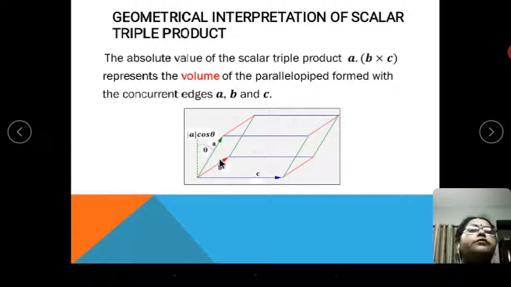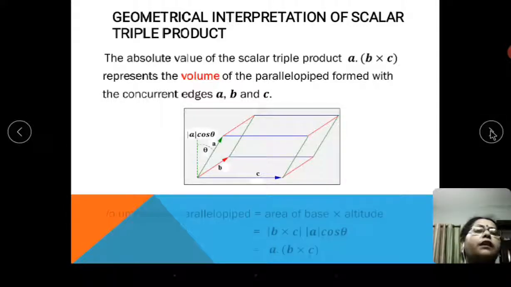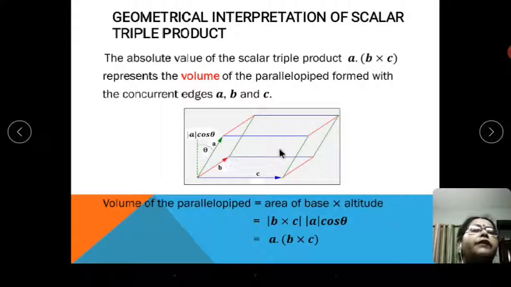So here we have three vectors A, B and C over here. And now see, first of all, with the B and C vectors, a parallelogram has been drawn here. So if we remember the vector product discussed in the last class, you will remember that the area of a parallelogram is given by mod B cross C if the adjacent edges are the B and C vectors. So here also, for this parallelepiped, the area of the base is going to be mod B cross C.